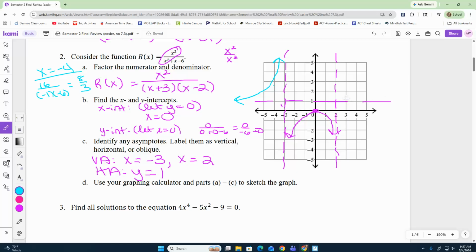Then we need to try a point over here. So maybe we plug in a 3. So that gives me 9 over 6 times 1. So 3/2. So 3 gives me a 3/2. Again, that's up here. So we just use those test points to decide where the final parts go. As many or as few test points as you need. Is that okay?